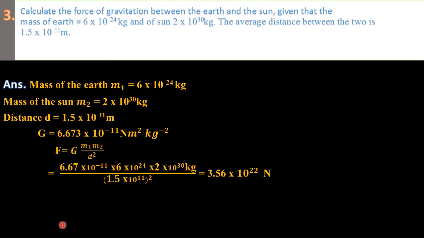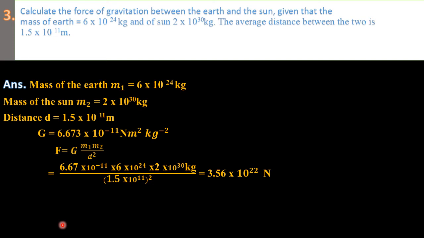As third question, calculate the force of gravitation between the earth and the sun, given that the mass of the earth is 6 into 10 raised to 24 kilogram and of the sun 2 into 10 raised to 30 kilogram. The average distance between the two is 1.5 into 10 raised to 11 meter.